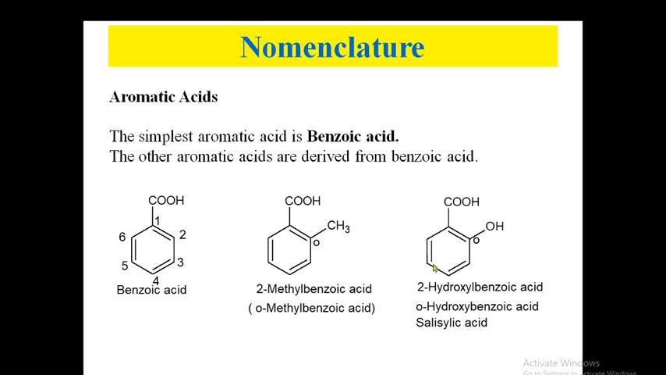If you have one more compound here, at the second or ortho position you have a hydroxyl group, and therefore we can say 2-hydroxy benzoic acid or ortho-hydroxy benzoic acid. This has another common name, and it is well familiar by this name: salicylic acid. So remember that this is the method for the aromatic acids. Benzoic acid is the parent for this.